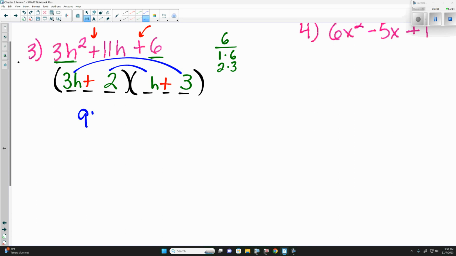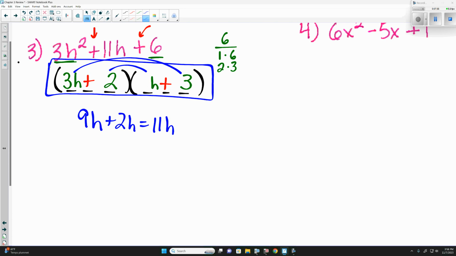3h times 3 is 9h. 2 times h is plus 2h, which gives us 11h. And positive 11h is the middle term we want. So these here are our factors.